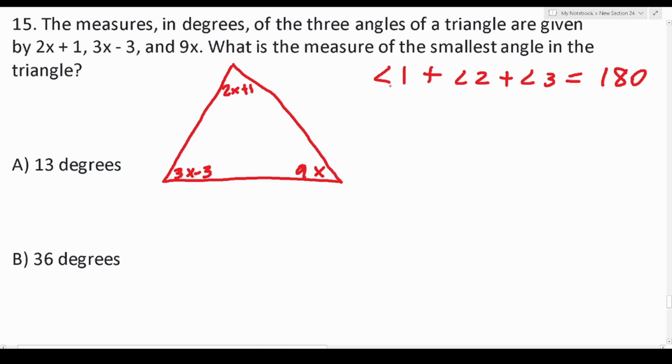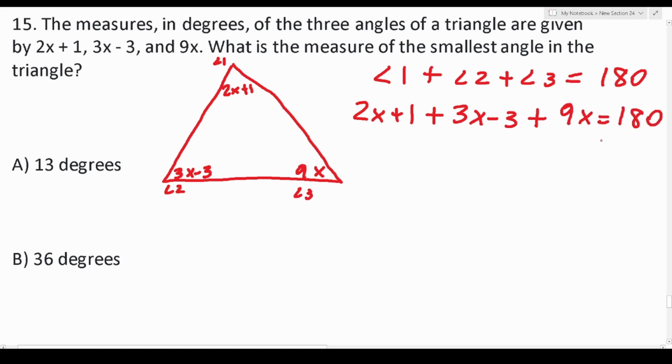And again, let's call this angle 1. Let's call this angle 2. Let's call this angle 3. So instead of writing angle 1, we can replace that with 2x plus 1. Instead of writing angle 2, we can call that 3x minus 3. Instead of angle 3, we can call that 9x. And of course, this is going to equal 180.